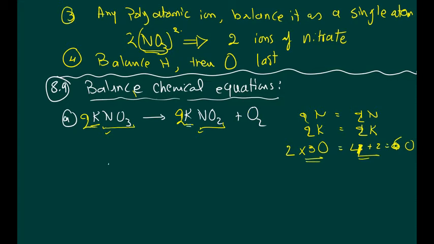Two potassium on the right and 2 potassium on the left, 2 nitrogen on the left and 2 nitrogen on the right. 2 multiply 3, I have 6 oxygen on the left. 2 multiply 2, 4, plus 2, we have 6 oxygen on the right. This means that the equation now is balanced.